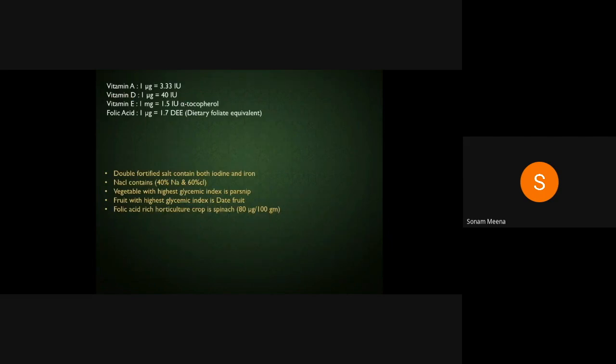And this is the vitamin A: 1 microgram is equal to 3.33 international units. These points they have asked in previous GRF exams. Double fortified salt contains both iodine and iron. NaCl contains 40% Na and 60% Cl. Already I have told the vegetable with highest glycemic index is parsnip. Among fruit it is date fruit. Among fruit lowest is cherry. And folic acid rich horticultural crop is spinach, 80 microgram per 100 gram.